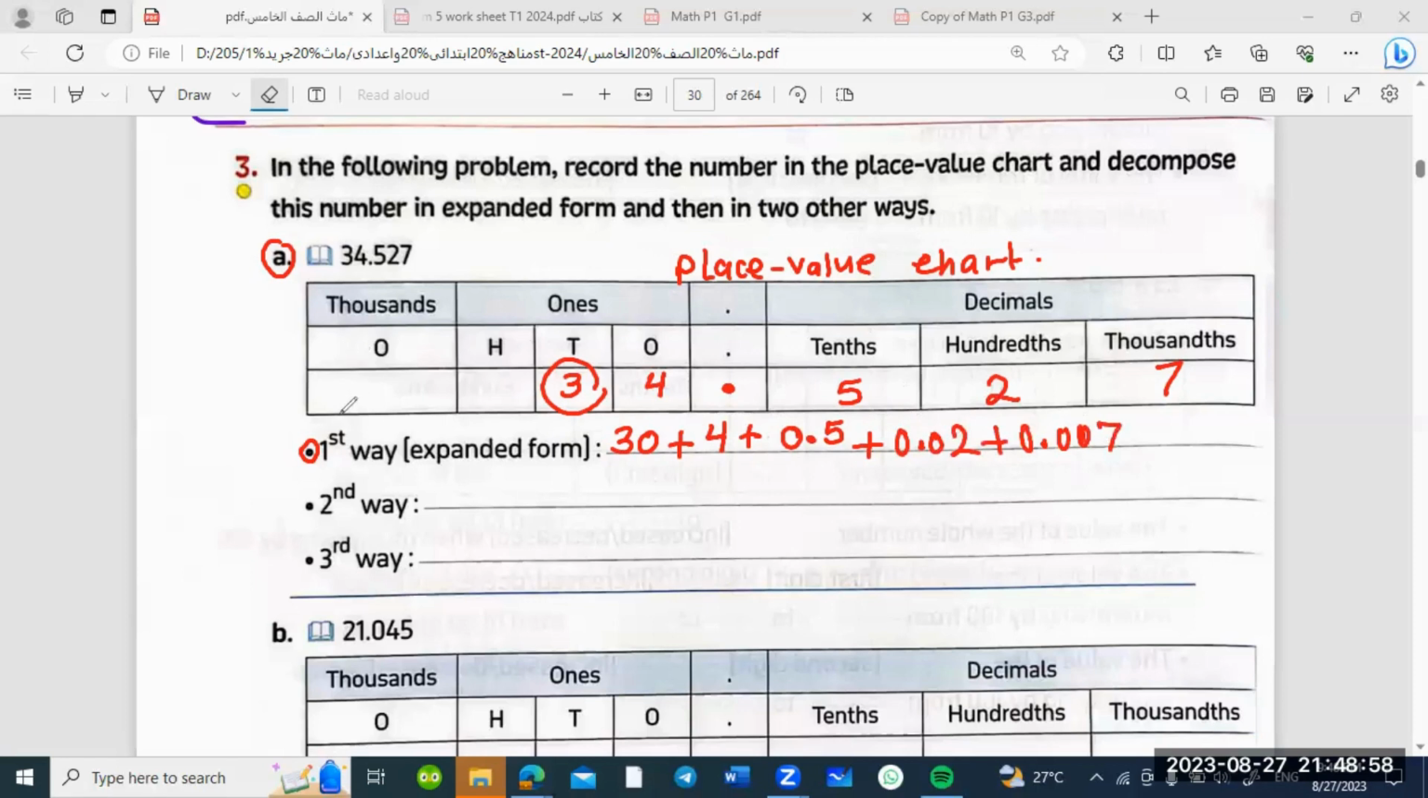So Jana, in the first way, which is the expanded form. Yes, Jana, I hear you.